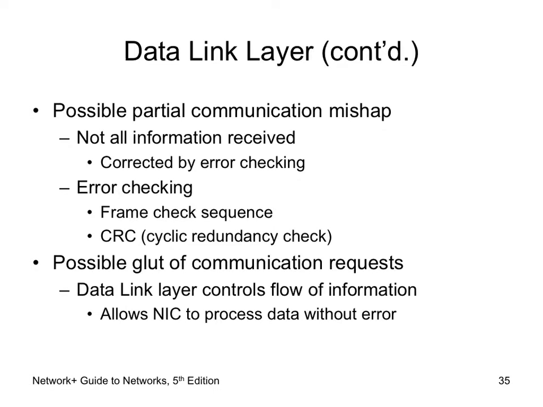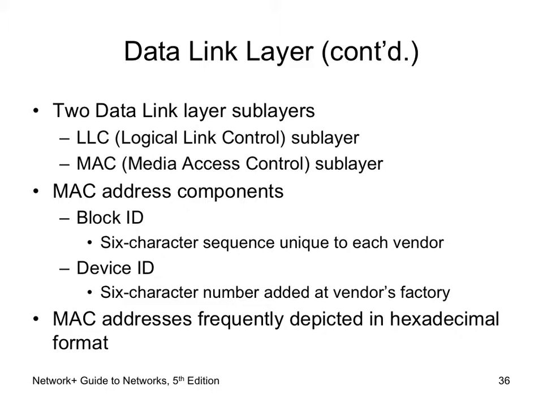Possible glut of communication. This one basically allows a NIC to process data without error. Your NIC card falls upon this data link layer. Your NIC cards aren't made to control data flow. They're just made to allow data flow. So that's why there's no check of input or output of data. It's just allowing data to go in, allowing data to go out. That's all it's doing in this one.